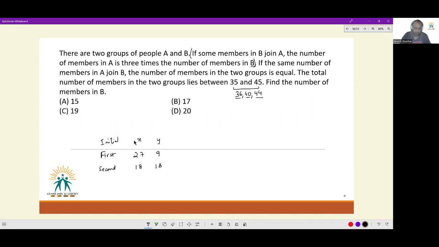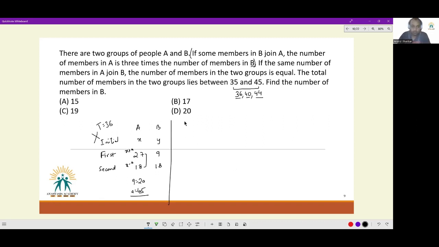Now see the interesting thing. Something is being added to X to get to 27, and something is subtracted from X to get to 18. This is group A, this is group B. So this gap here, 9, is equal to 2A, which means A is equal to 4.5. The count of people can never be decimals, so when total people is equal to 36, this is an unacceptable case.